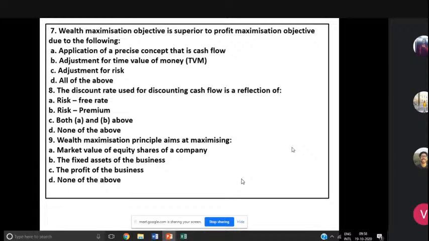Wealth maximization principles aims at maximizing: number one, market value of equity shares of a company; number two, the fixed assets of the business; number three, the profit of the business; and last, none of the above. A is the answer. Yes, A is the answer.